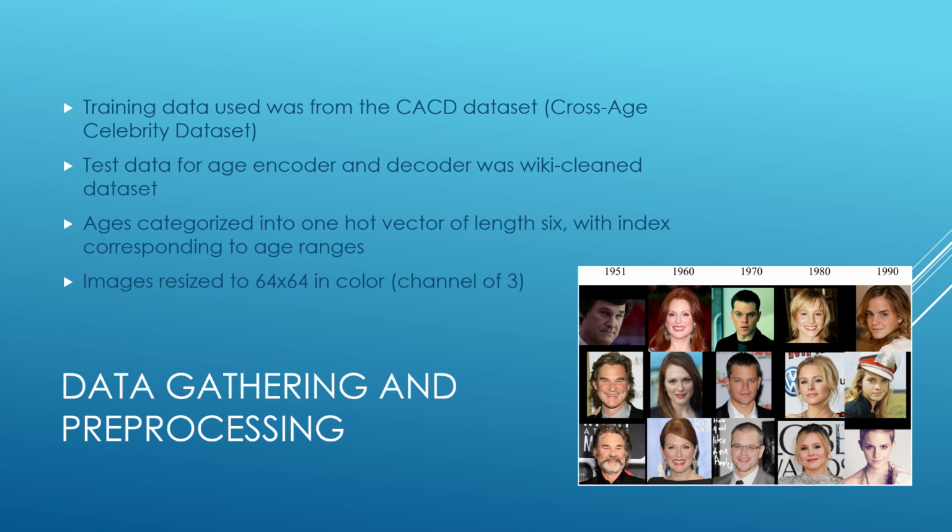The 6 categories are split from less than 18, then 30, then 40, then 50, then 60, then greater than 60. The ages are stored in one-hot vectors, with the index being the age category. All images are resized to 64 by 64 color images, normalized in a range between -1 and 1. My load data function can accommodate loading both from the wiki and the CACD dataset.